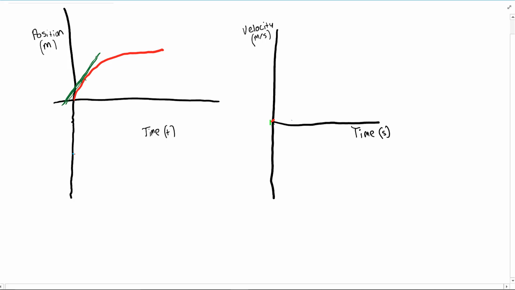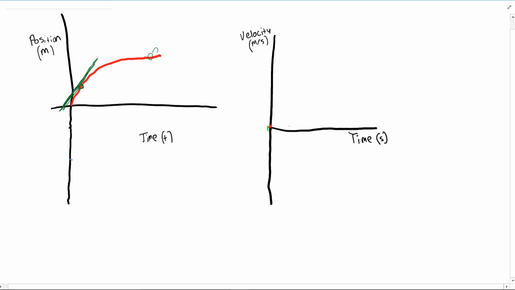So that's the slope right here, around this point. And this slope looks pretty positive. But over here at the end, this is looking more like a horizontal line. So this slope right here is 0.